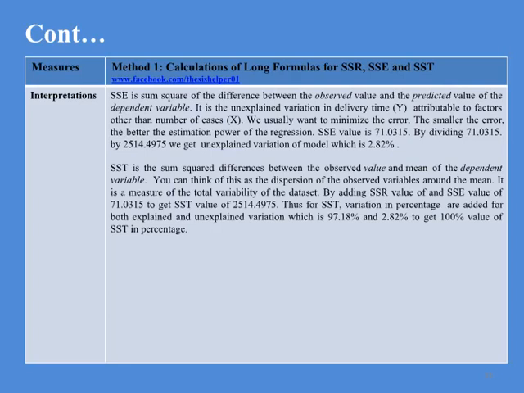SST is the sum of squared differences between the observed value and the mean of the dependent variable. You can think of this as the dispersion of the observed variables around the mean. It is a measure of the total variability of the dataset. By adding the SSR value of 2443.4660 and the SSE value of 71.0315, we get the SST value of 2514.4975. Thus for SST, the variation percentages are added for both explained and unexplained variation, which is 97.18% and 2.82%, to get 100% of SST.